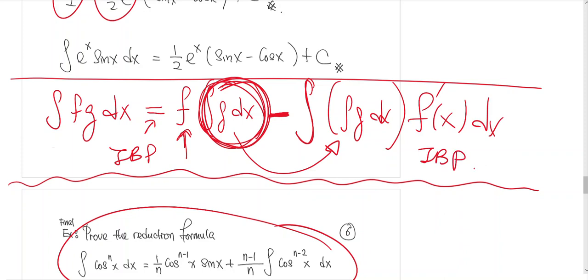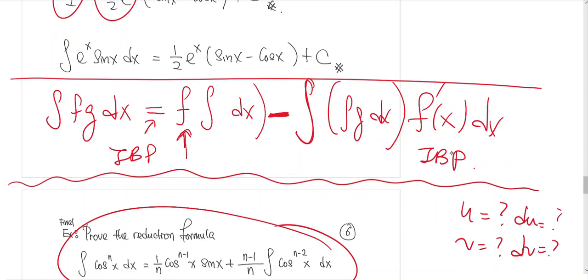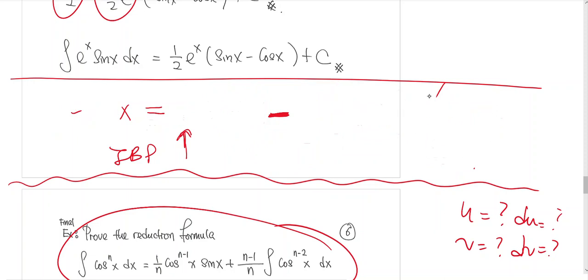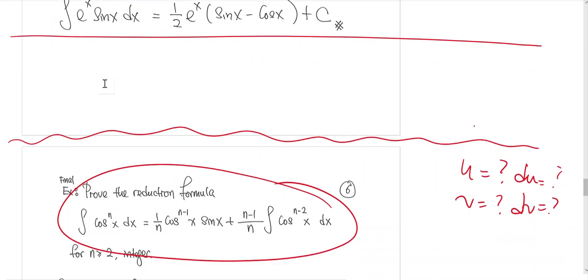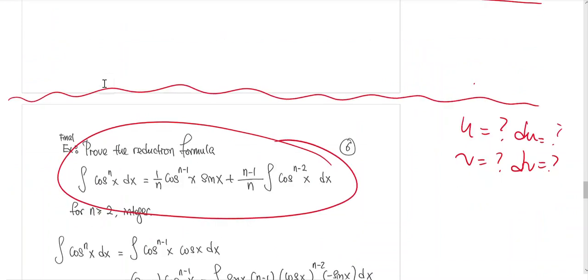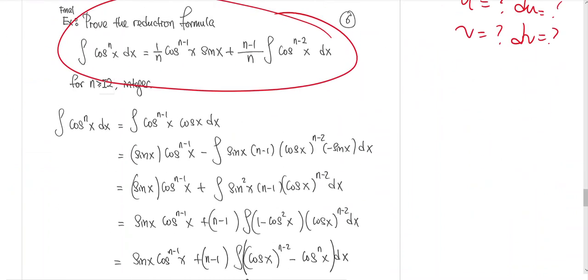So if you do this, there's none of this u, v, du, dv that is presented in the book, which is very confusing. This doesn't require you to do anything except fix one of them, integrate the other one, always put minus, integral sign, and then copy and paste the one that you integrated and differentiate the one that you left behind. Okay, so finally, we are going to look at this example.